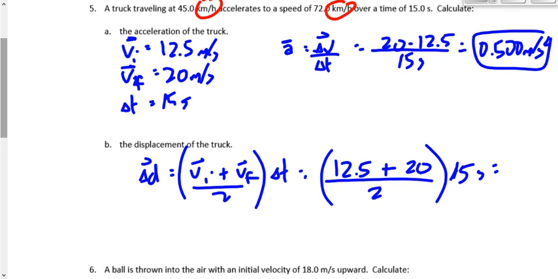And we do that math. 12.5 plus 20 is 32.5, divided by 2 is around 16, times it by 15, and we get 243 meters. Some of you had said 244. I got 243. I marked them both right because I didn't even bother checking the rounding, but is it 243 or 244?